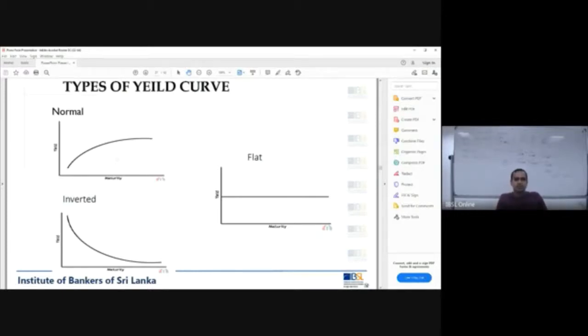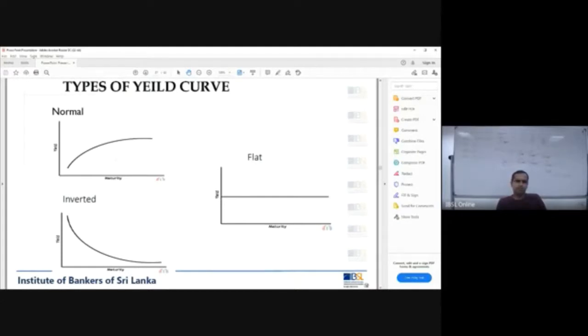Then the flat yield curve. That is because you don't expect interest rates to change much, right? You're indifferent between investing long term or short term because you don't expect lots of interest rate movements. So you're indifferent. You can invest for any tenor that you want. That's when the yield curve is flat.